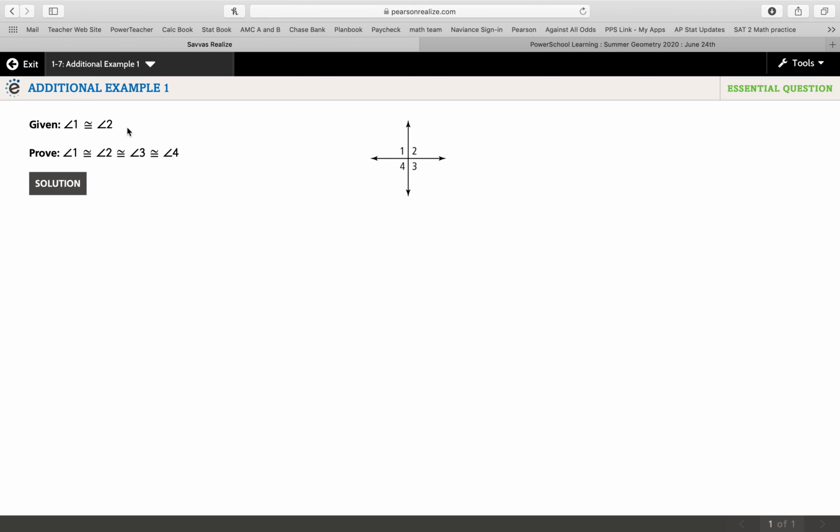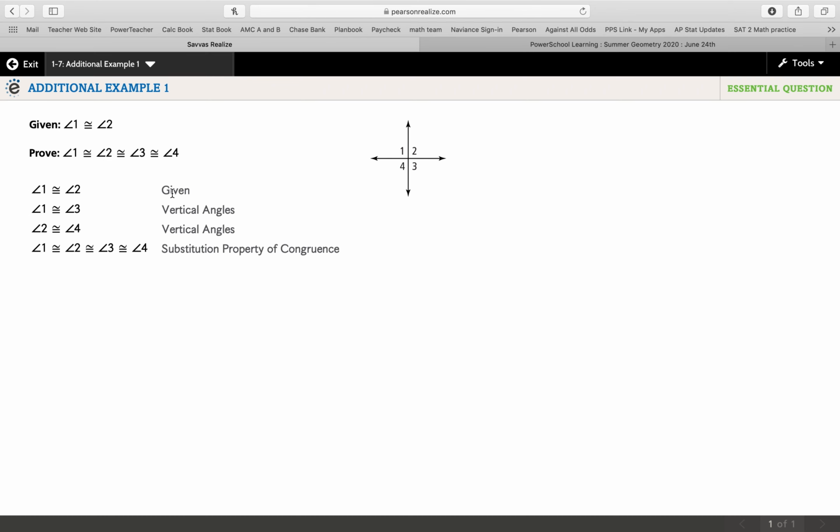Here's another example. We're given that angle 1 and angle 2 are congruent, and we're trying to prove that angle 1 is congruent to angle 2, which is congruent to angle 3, which is congruent to angle 4. So essentially, we've got to prove that all of these angles are congruent. And here is the proof. So we have the given, and now we're able to use vertical angles because we are not trying to prove the vertical angles theorem. So angle 1 is congruent to angle 3 due to vertical angles, and angle 2 is congruent to angle 4 due to vertical angles. So therefore, if 1 is congruent to 2, and 1 is congruent to 3, and 2 is congruent to 4, then that means that 1 must be congruent to 2, which is congruent to 3, which is congruent to 4.